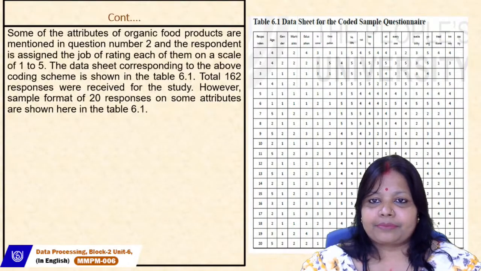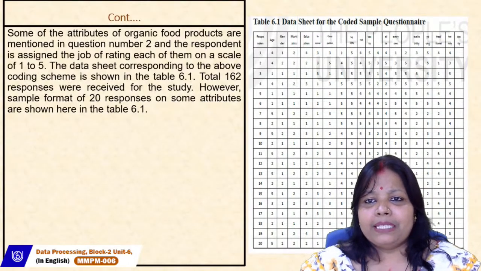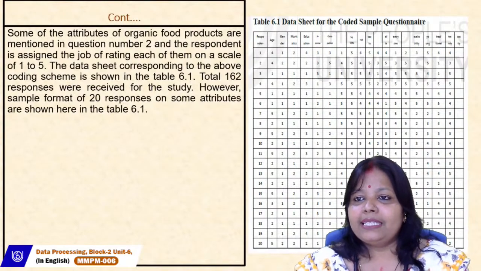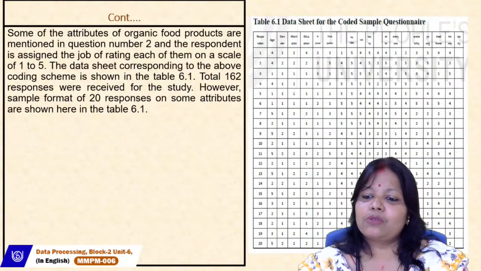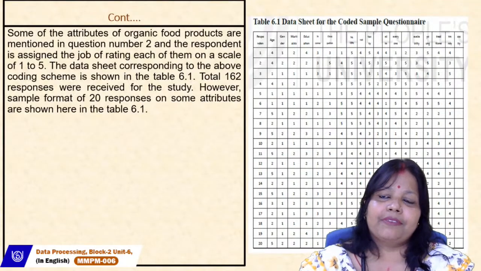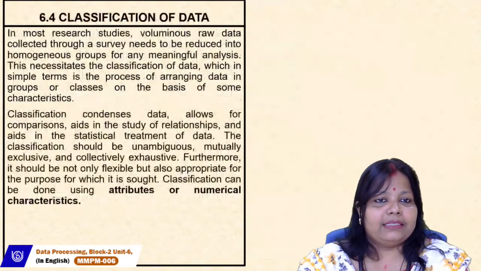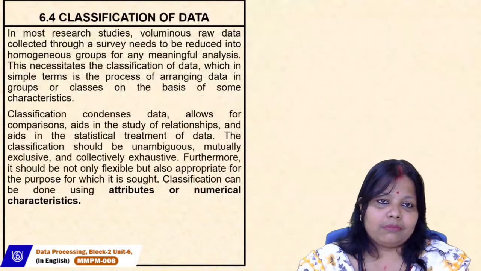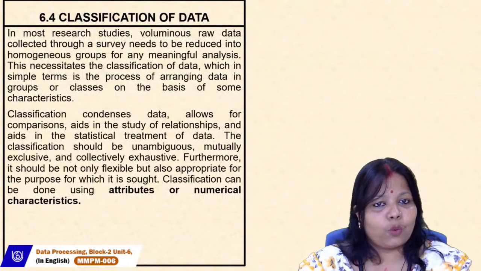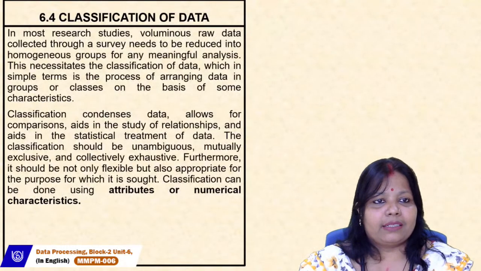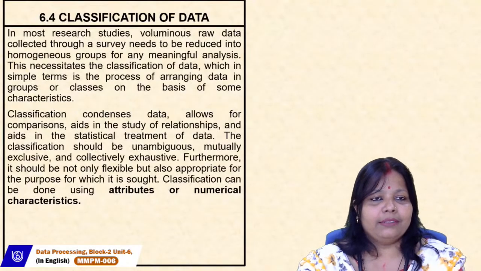Age is there, gender is there, marital status is there, education status is there, income group is there, occupation is there, then quality, taste quality, whatever different questions I have placed, and these numbers I have mentioned, are given in the table. This was all about editing, and after that coding. Coding means we are giving some number. Now coming to the classification of data. The third step, after coding, is the classification of data.